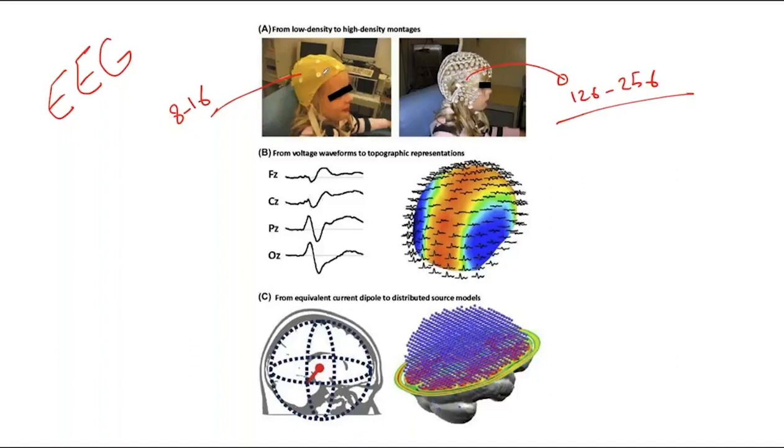What we record from each of these electrodes are labeled with FZ, CZ. These are the electrodes that we have. For each electrode, we record a wave where the x-axis is time and the y-axis is voltage. So we record changes in voltage over time for each electrode.